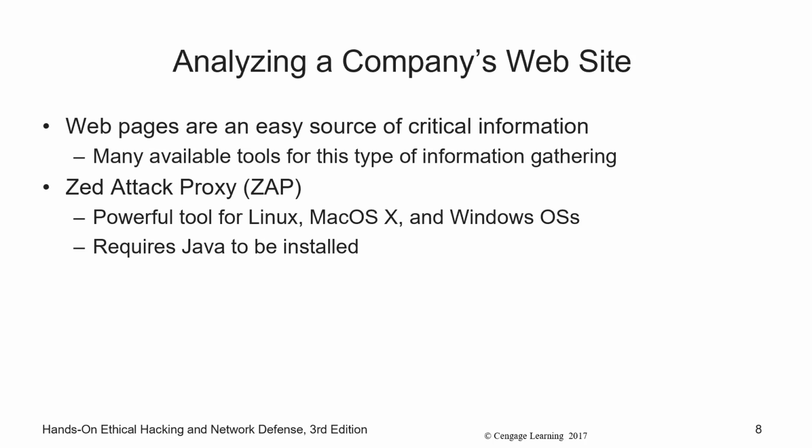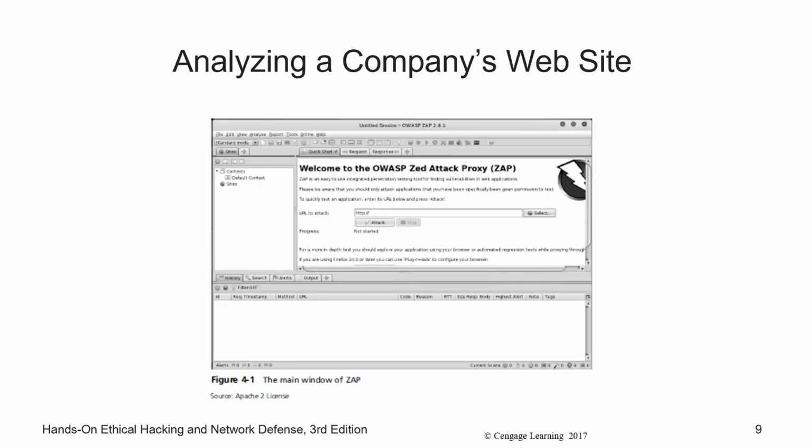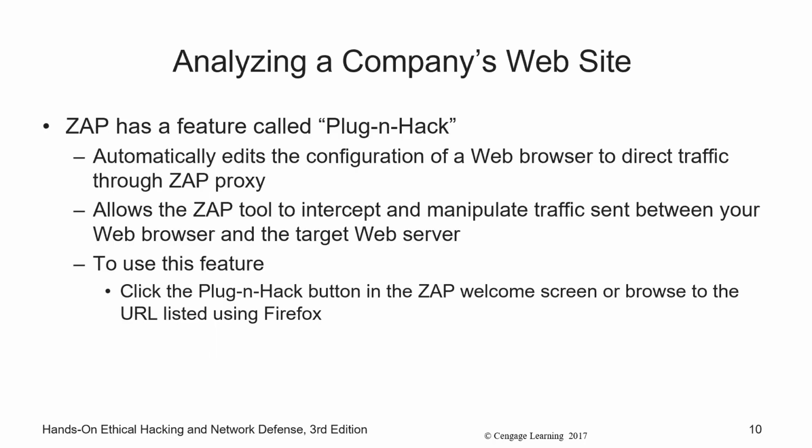Analyzing a company website. You can use Zap. Gather information. Here's an example of the main Zap window. Play around with Zap. You can manipulate traffic between your browser and the website. So man in the middle, essentially, is the attack type. You can change the configuration of a web browser to direct traffic through Zap.